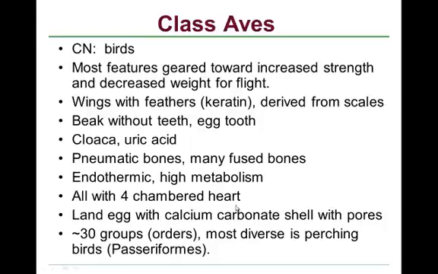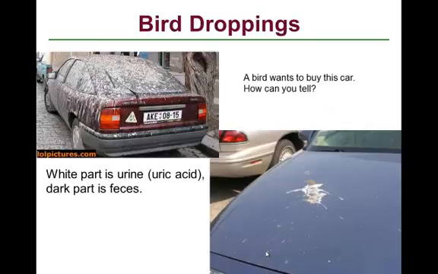There are about 30 different groups or orders of birds. The most diverse group are the perching birds, which is order Passeriformes. The largest perching birds are like ravens, and some of the tiny ones are little birds smaller than sparrows, so quite interesting. So let's look at a couple of features about birds. One thing we can learn about is bird feces, or bird droppings. In fact, a bird dropping is more than feces.